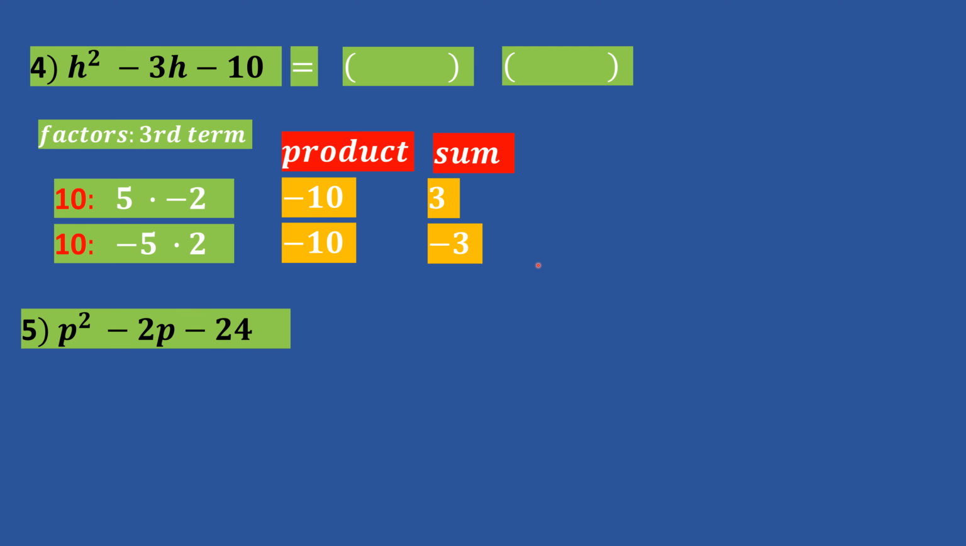So what is the numerical coefficient of our middle term? It's negative 3. So which set of factors? It's negative 5 and positive 2. So therefore, we have to get their factors. The square root of h squared is h, so h times h. And since the correct set of factors are negative 5 and 2, it's h minus 5 and h plus 2.